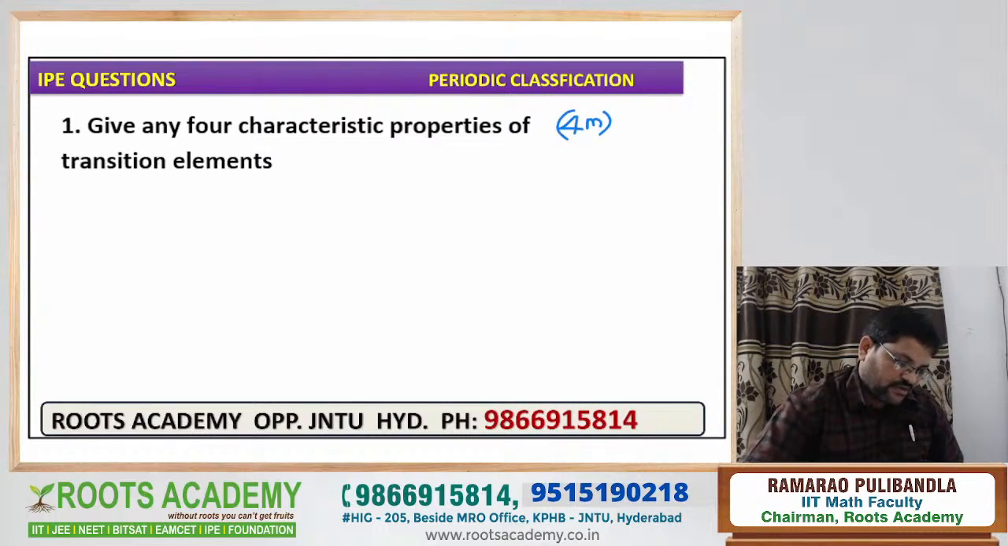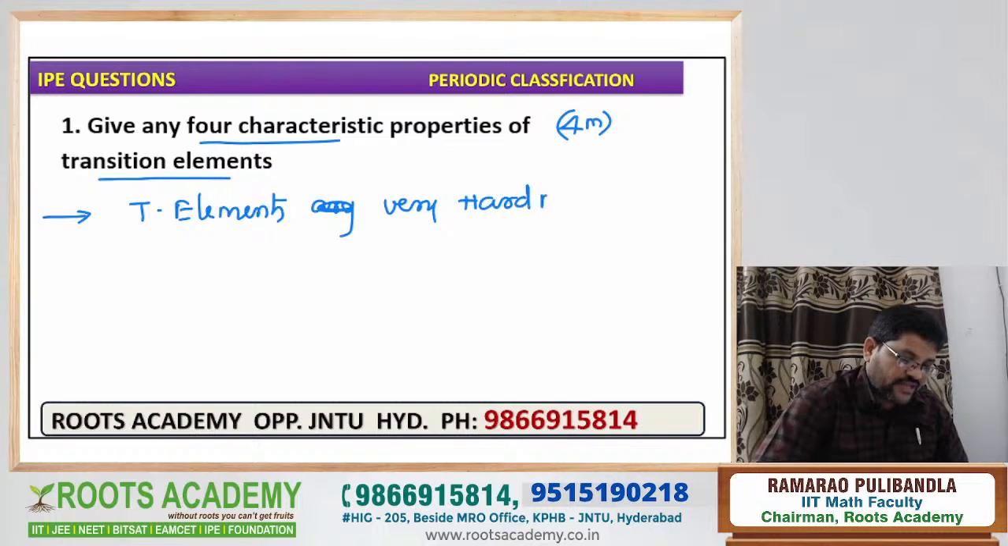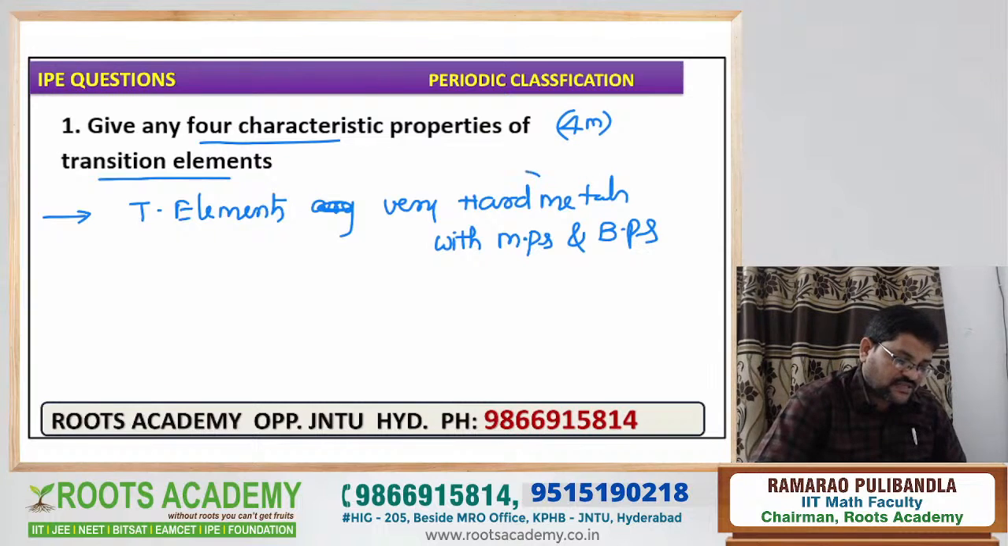The question is: give any 4 properties of transition elements. For 4 marks and 8 marks, you write point wise, which is easy to understand. The first point: transition elements are very hard metals, with high melting points and high boiling points. Because the metals are very hard in nature, the melting points and boiling points are high.